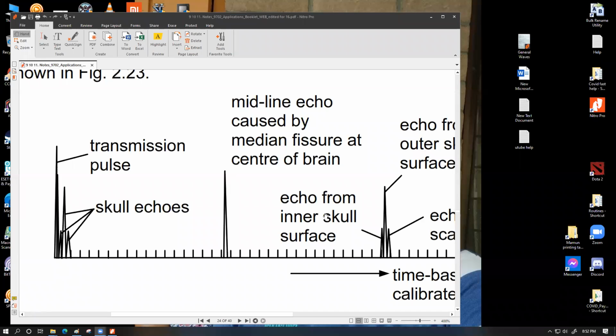That transmission pulse can be added artificially from the machine at t equals 0. It doesn't necessarily receive that transmission pulse. It actually feeds it to the system, and you can add that transmission pulse artificially into your graph in your computer software. It does not detect that; it sends that out.